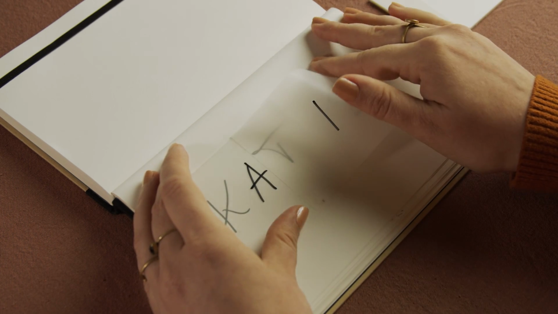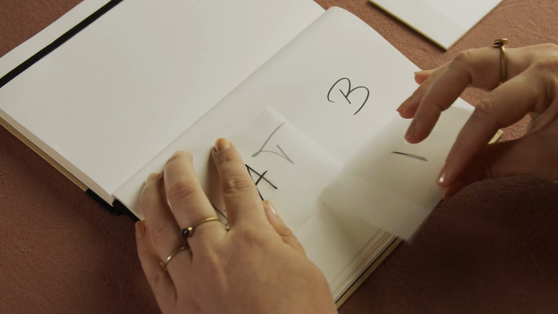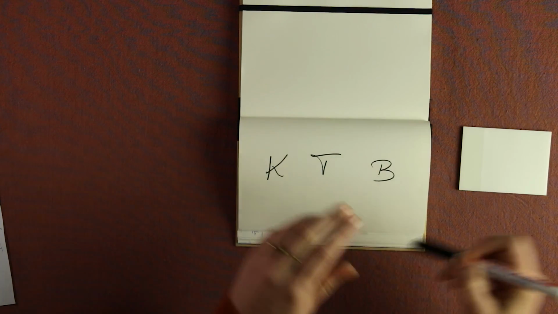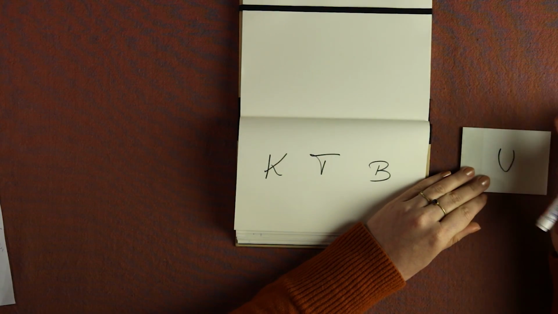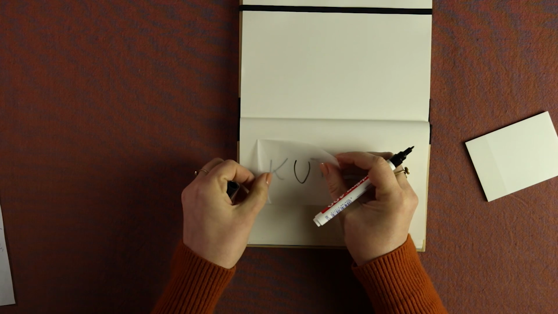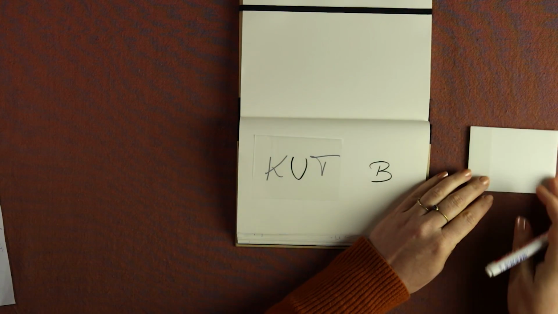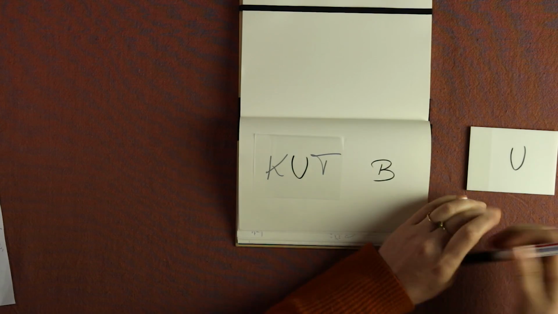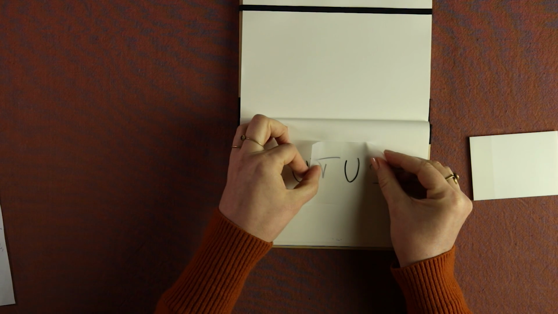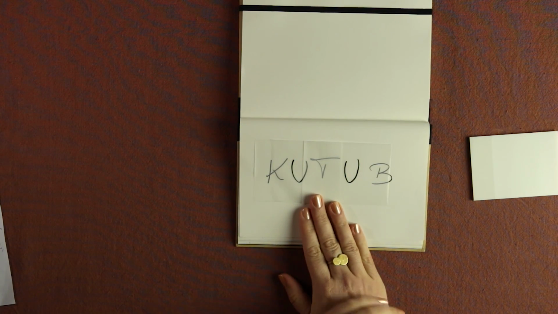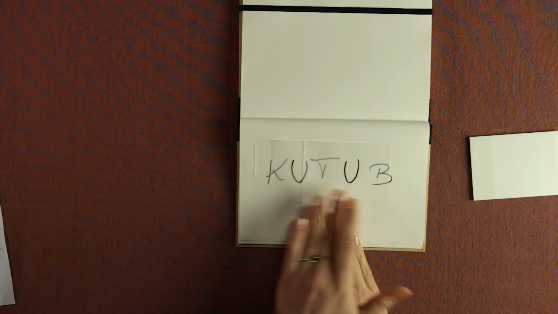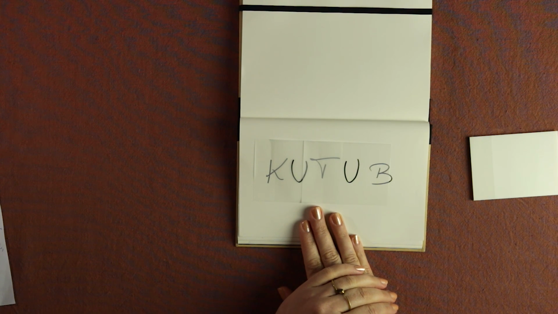Maybe we want the plural of book. In that case, we have to change things up again. We're adding two different vowels. So we still have the root KTB, but to use kutub, plural of book, books.